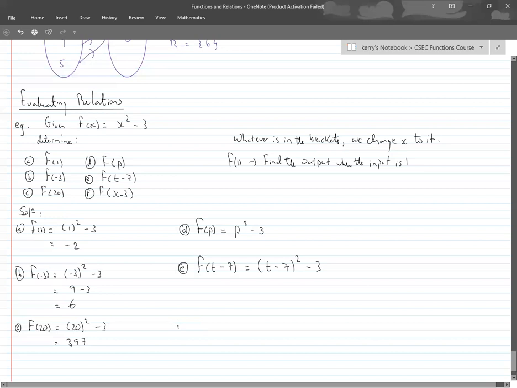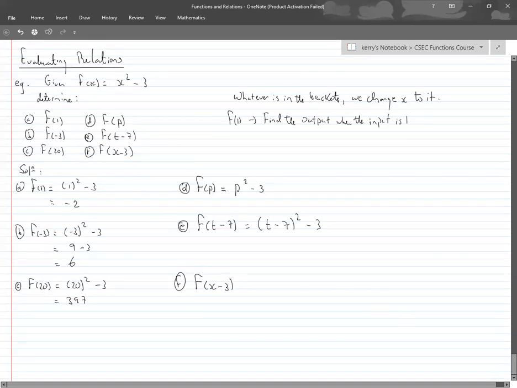Right, and now part F. Part F is telling us f of x minus 3. Now, this one is a tricky one. What is in the brackets is x minus 3. So whatever is in the brackets, we change the original x into that. So in this case, we are changing x to x minus 3. So this becomes (x minus 3) squared minus 3. And this is what we call substituting into a relation. So sometimes relations are going to have questions, and this is how we do the substitutions.